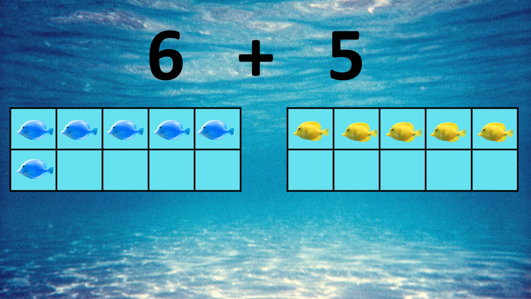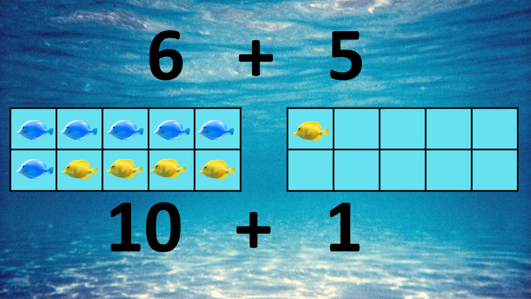In this model, I see 6 blue fish and 5 yellow fish. This model shows us 6 plus 5. I want to fill one of my frames so that I have 10 fish in the frame. 6 is closer to being full than 5, so we will fill the blue fish frame. I will move 4 yellow fish over into the blue fish frame to fill it up. Now I have 10 fish in that frame.